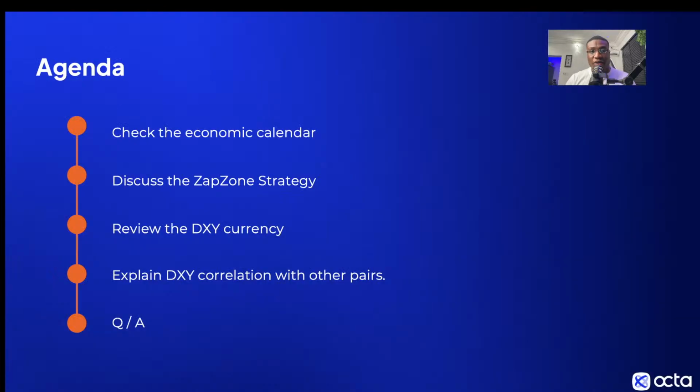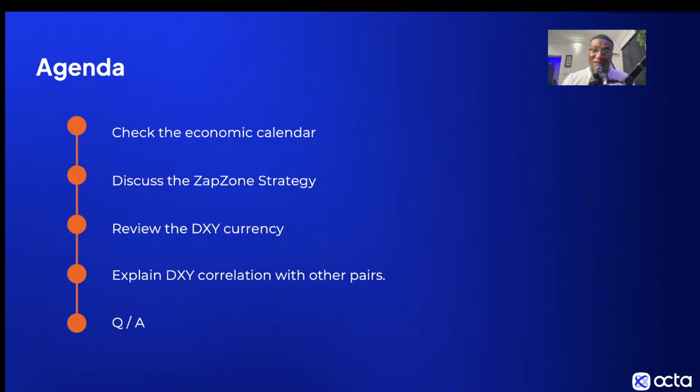Okay, so what's on the agenda for today? Well, just like I do on my live trading sessions, I like to look at the economic calendar, kind of explain what's happening today and sometimes for the week so we can prepare ourselves. And I'll talk to you guys about the strategy that I use. It's a zone trading strategy, and I call it the Zap Zone strategy, because we're zapping into the zones, right?